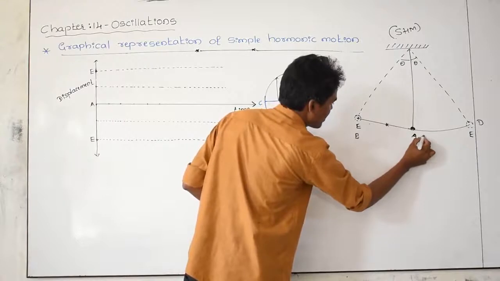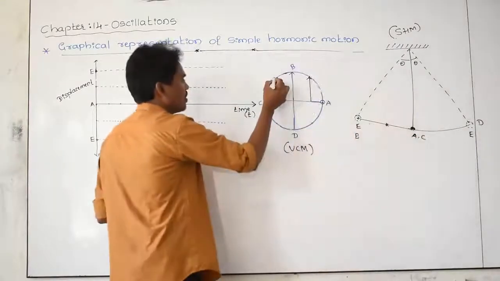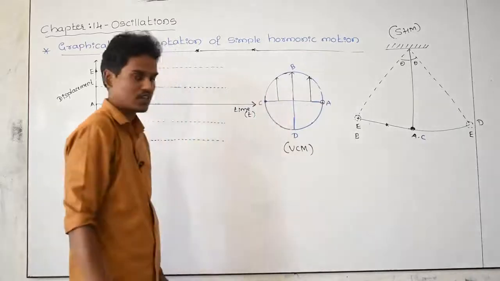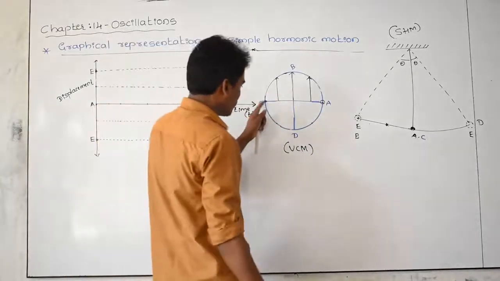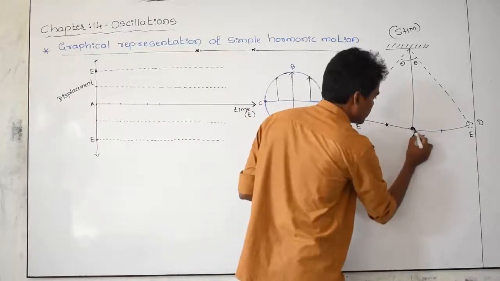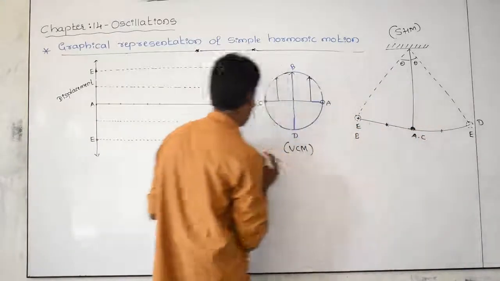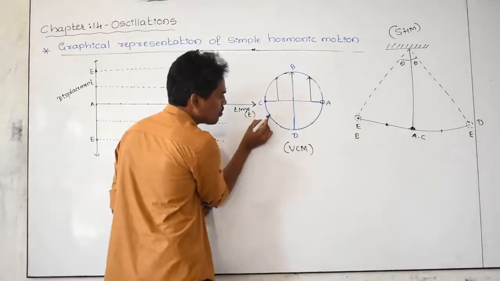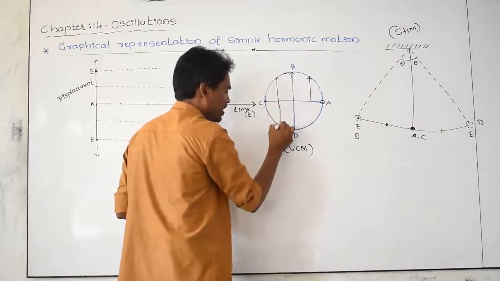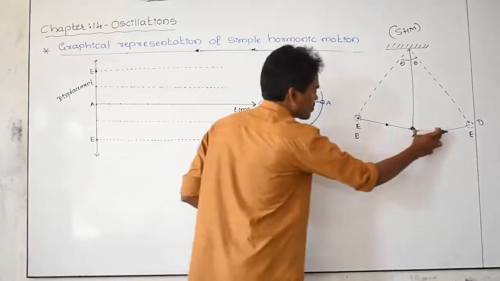I am indicating again that the point is C. The body is moving from this point to this point. Again it is moving from this point to this point. This is the displacement. Here to here, this is the displacement. I am indicating here the line indicating displacement, meaning this displacement.